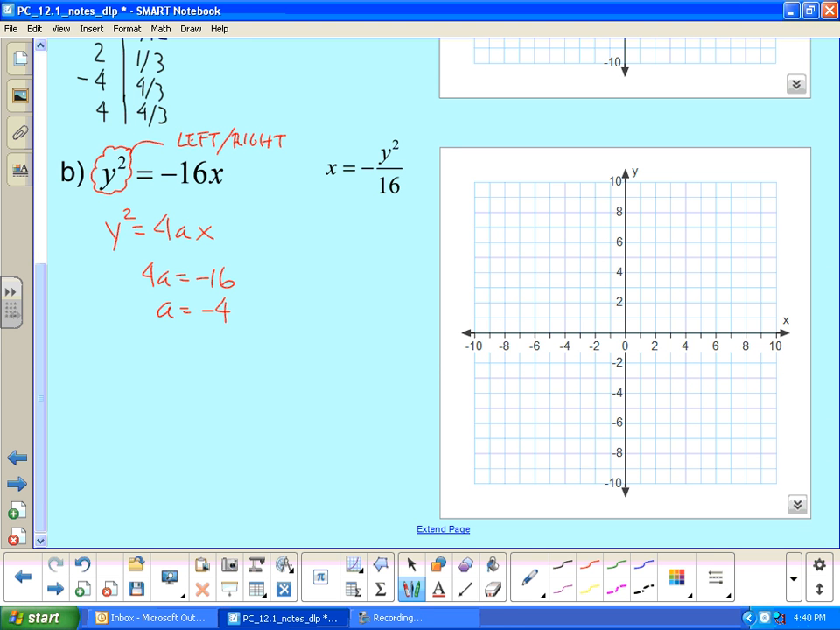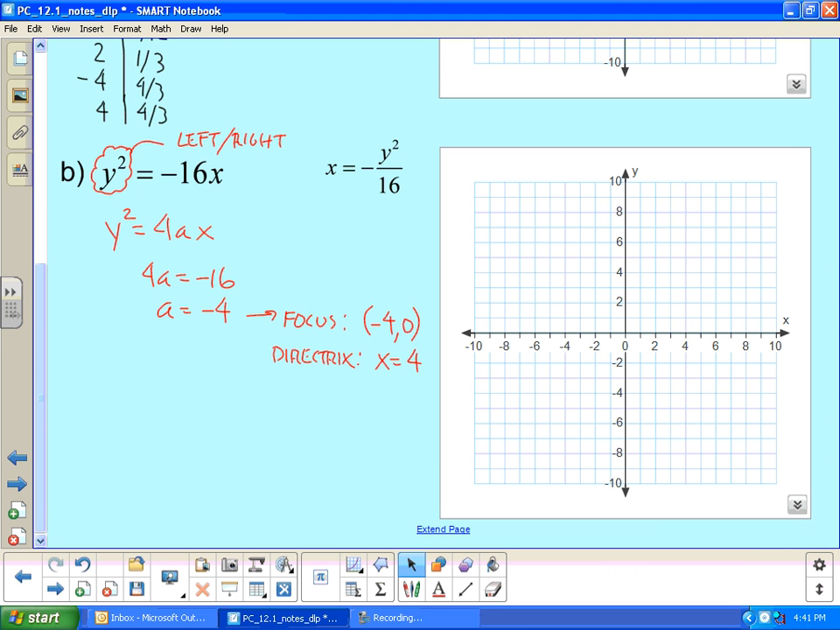So this means that my focus is going to have coordinates of negative 4, 0. My graph is opening left. My directrix then, because it's the opposite for a situation where I have a vertex at the origin, would be 4. Now, because my graph is opening right or left, that means my equation has to be x equals 4. So there's my focus and my directrix. We'll go ahead and locate them on here. There's my focus, and x equals 4. There's my line, x equals 4, for my directrix.